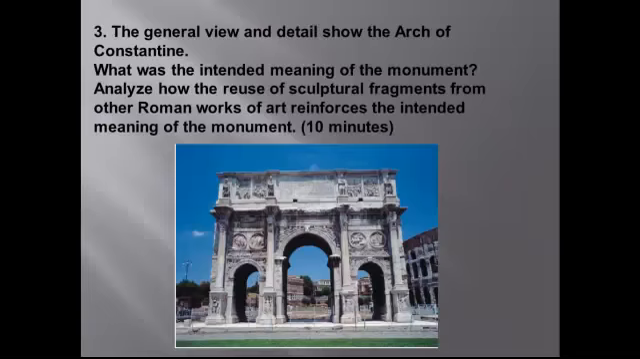Okay, question 3. This is a general view in detail. You'll see the detail in a moment of the Arch of Constantine. What was the intended meaning of this monument? How did the reuse of sculptural fragments from other Roman works reinforce the intended meaning? This is where you download as much as you can remember about Roman imperial arches and the general impress and awe the masses purpose of Roman architecture. Then you add Constantine's efforts to appropriate the glories of Rome for his new Roman Empire.